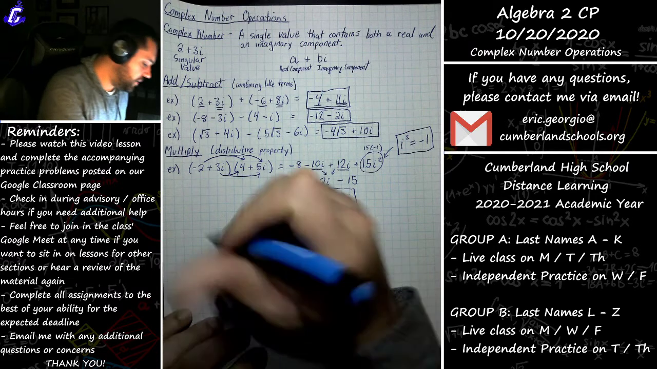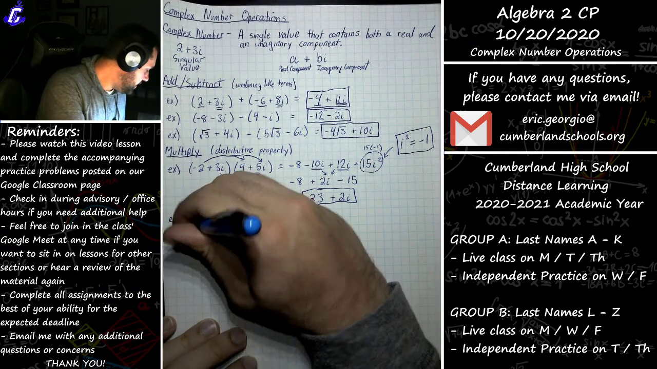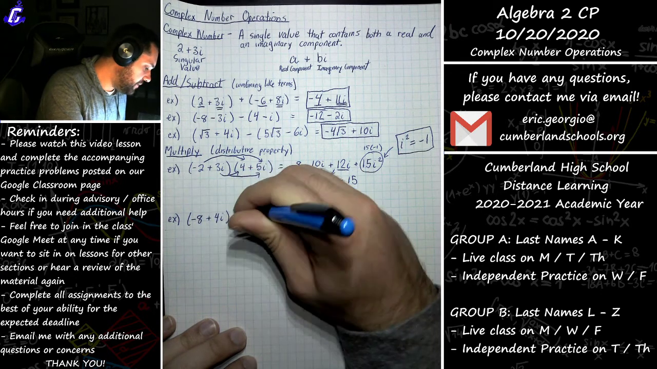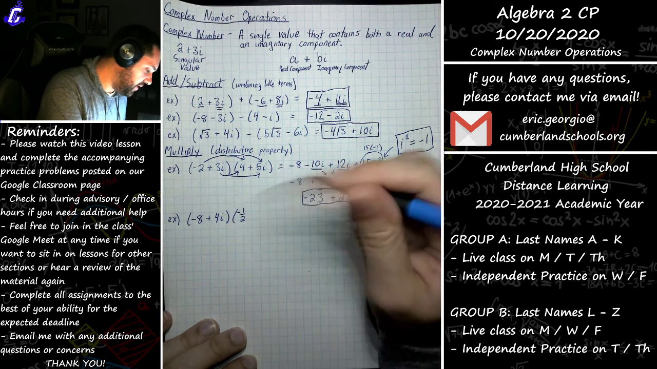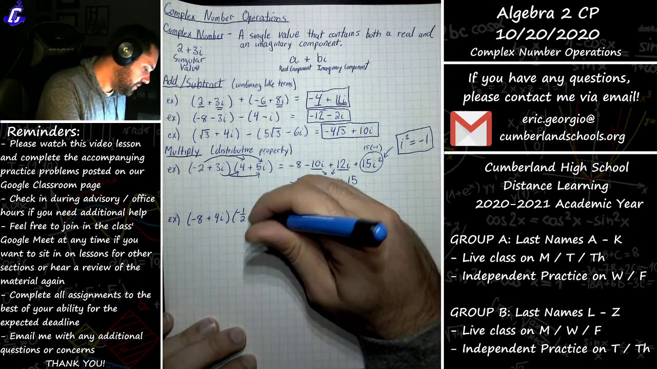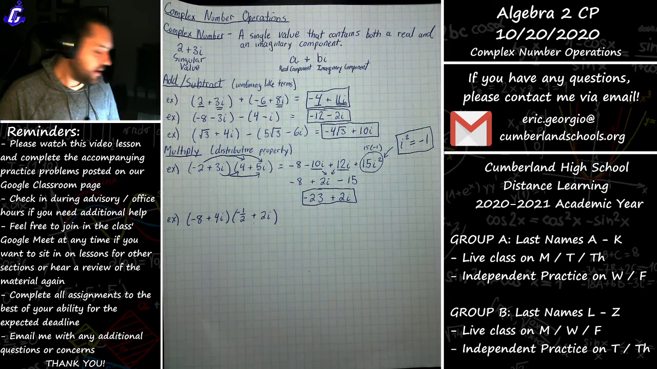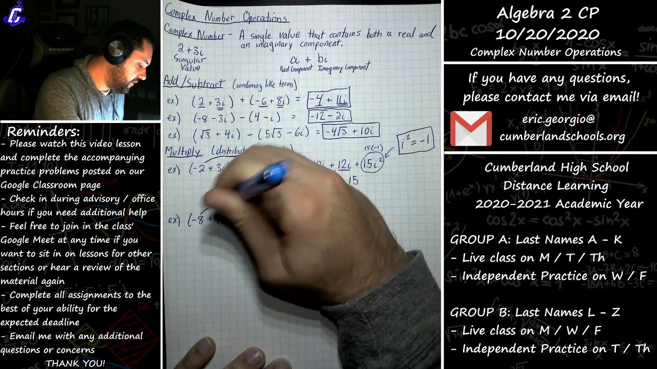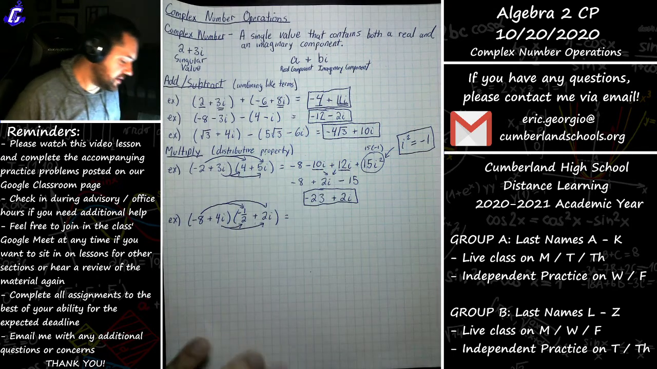Let's take a look at a couple more examples of multiplication before we go into division. How about if I have negative 8 plus 4i times 1/2. Don't be scared by that. Let's do actually negative 1/2 times negative 1/2 plus 2i, just to make it a little more exciting. All right. Don't be intimidated by the fraction. We're still going to use our distributive property of going first, outer, inner, last.